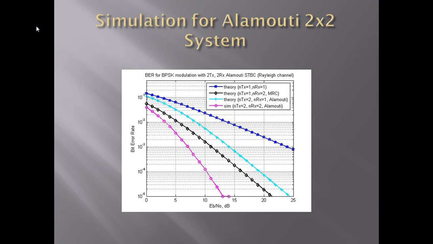The next simulation we go through considers the MRC scheme, the Alamouti 2x1 scheme, the Alamouti 2x2 scheme, and the SISO scheme. We can see that the Alamouti with 2 transmitting antennas and 2 receiving antennas performs the best. The second best is the MRC scheme. The third best is the Alamouti 2 transmit 1 receive antenna scheme, and finally the single input antenna and single output antenna.